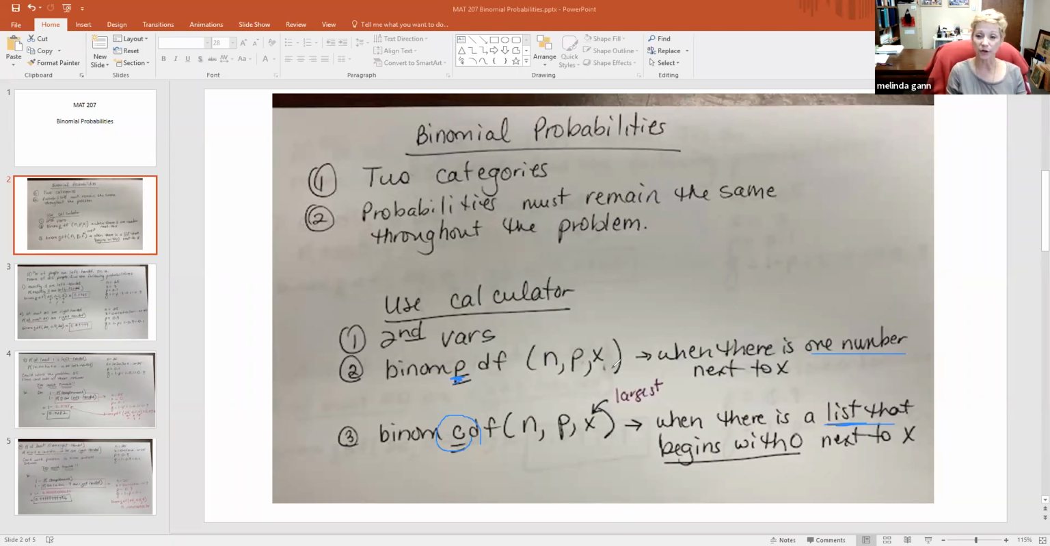Now, if you've got some of the newer models, instead of the parenthesis opening, it starts asking you questions like number of trials. That would be your N. And then it asks you for P and X. And then you have to go down and hit paste.